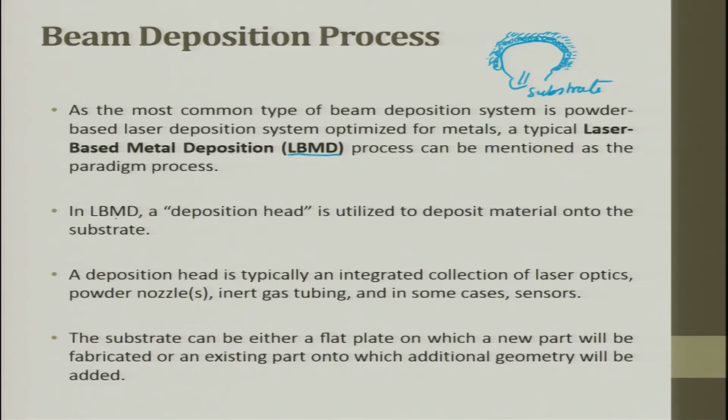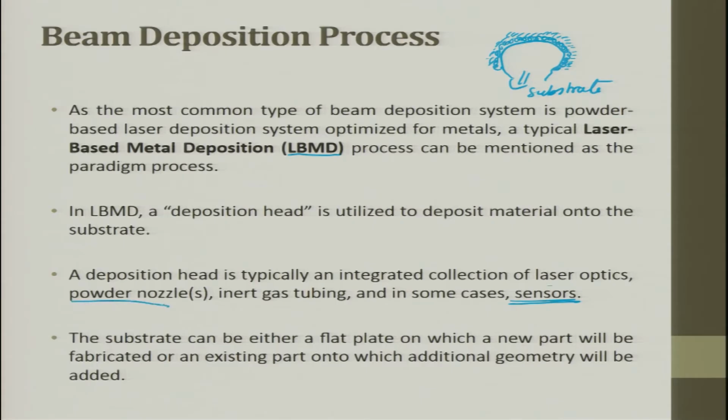Okay. So, in LBMD, a deposition head is utilized to deposit material onto the substrate. A deposition head is typically an integrated collection of laser optics, powder nozzle, inert gas tubing and in some cases sensors. The laser optics is very important because it is not ordinary optics, you have to do a coating. This coating should withstand the laser power, and the laser light passes through this optics and then tries to hit the substrate.